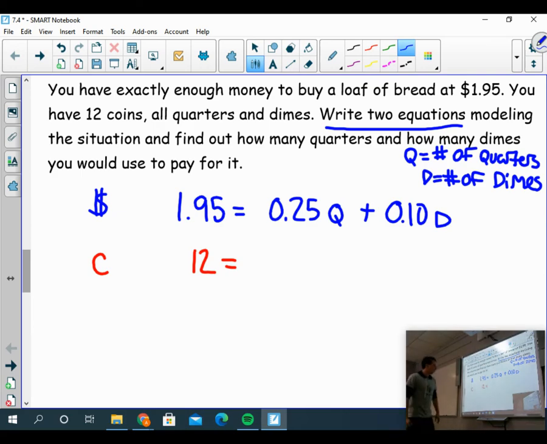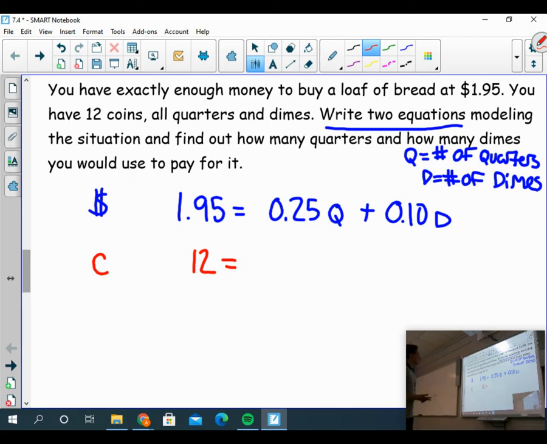Okay? But I can't just stop there and ignore the 12 and solve that equation, because I don't know how to physically isolate a variable in a way where I'd get Q equals a number and D equals a number when we have 2 variables. But also I have 12 coins. That is another criteria I have to meet. I have exactly enough money, which means I have $1.95 in my pocket, but it's made up of 12 coins.